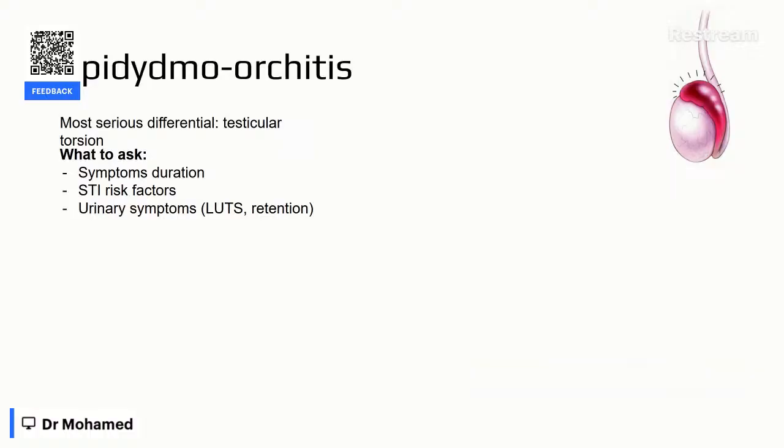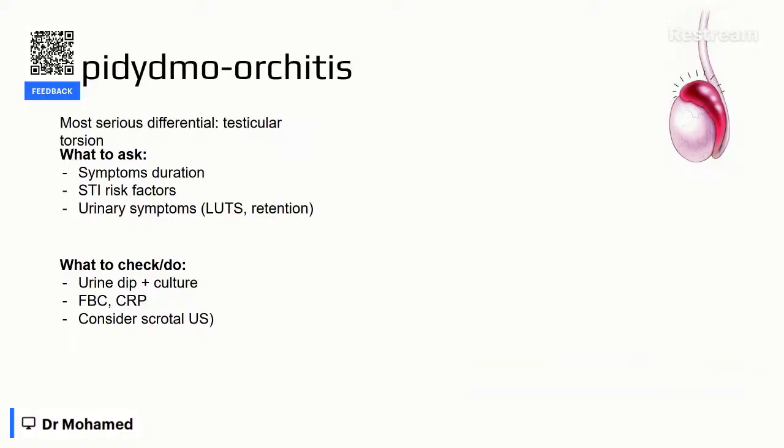Again, a lot of the clues are in the history. So when did the symptoms start? Typically with epididymo-orchitis, you'll have a slower onset of symptoms. Are there any associated symptoms that would indicate an infection? Because epididymo-orchitis is a reactive inflammatory process to some sort of infection. It doesn't have to be an STI, but it's always important to ask about STIs, typically in younger males, but don't forget that older males can also get STIs. So don't exclude that and think it's some other infection that might be driving it. And offer STI testing if that's what you think might be causing it.